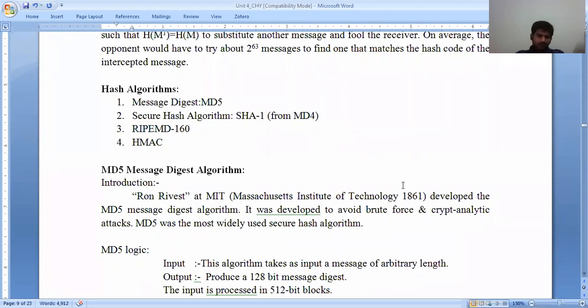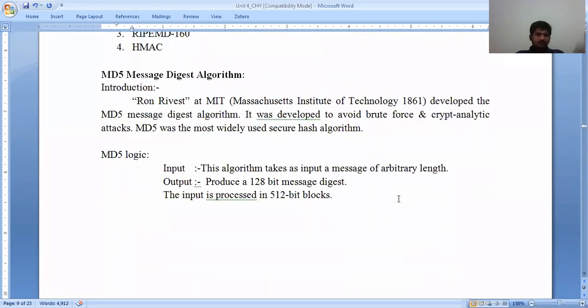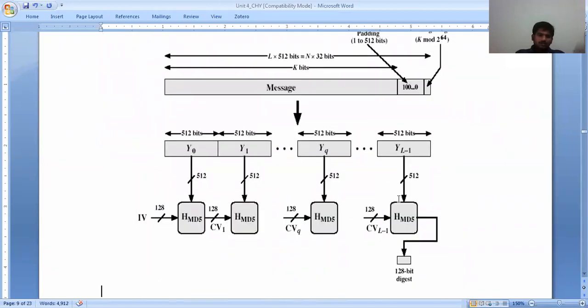So what is the logic in MD5? This algorithm takes input of arbitrary length. The output produced is a 128-bit message digest. The input is processed in 512-bit blocks. A 512-bit block is sent as input, and the output is produced as a 128-bit message digest. So that is how message digestion is done.